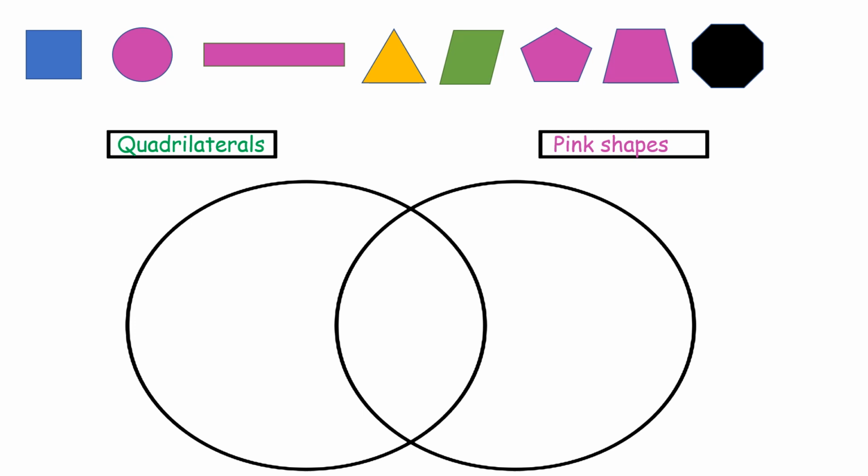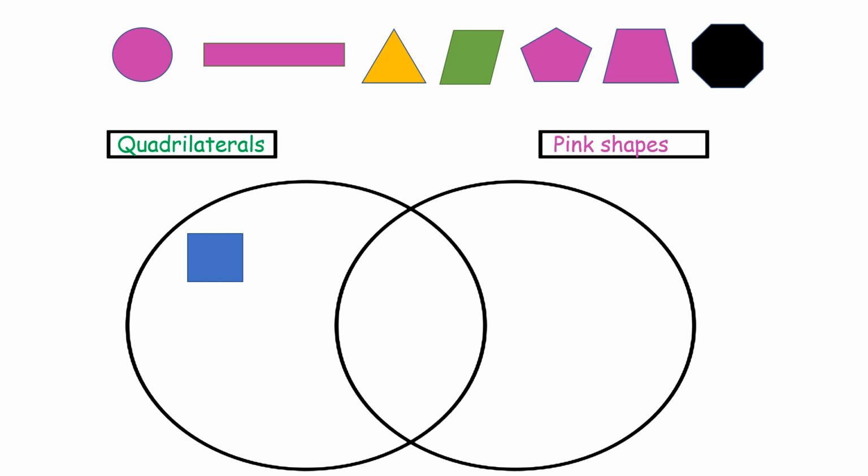Right, I hope you had a little go to sort the shapes out on your own. Let's sort them out together. The first shape is a square, and this shape is blue. So it's a blue square, and we know squares are quadrilaterals. So where do we think this square needs to go?